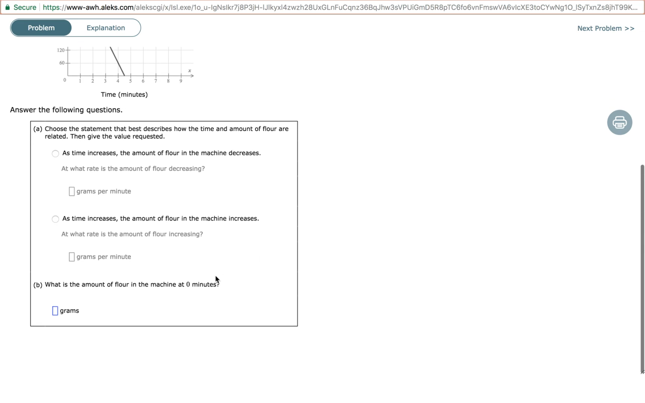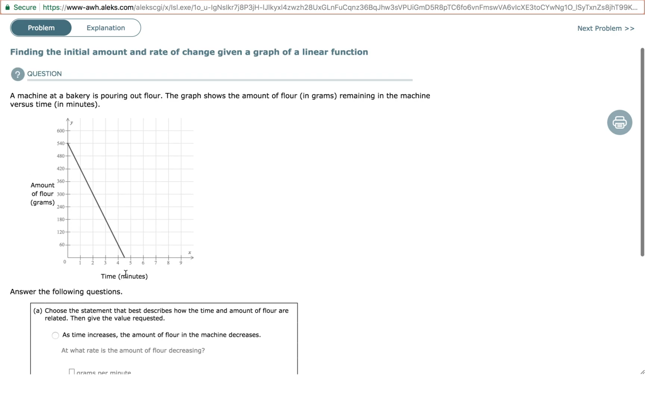So we determine the initial amount in either part A or B. In this case, that's in part B. And the way the question is asked is, what is the amount of flour in the machine at 0 minutes? When you're asked for an amount at 0 minutes, that does imply the initial amount.